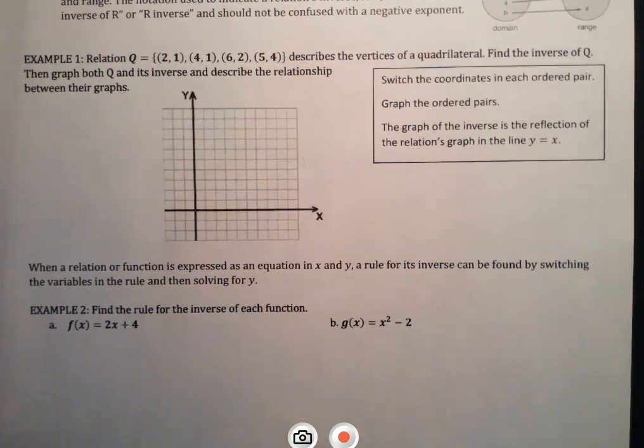All right, so example 1 says relation Q equals (2, 1), (4, 1), (6, 2), (5, 4) describes the vertices of a quadrilateral. Find the inverse of Q. Then graph both Q and its inverse and describe the relationship between their graphs. All right, so the first thing we need to do is switch the coordinates in each ordered pair. Okay, so we're going to do the inverse of Q.